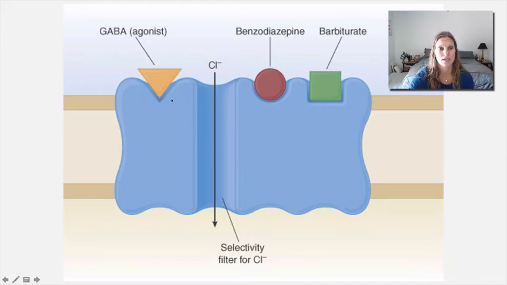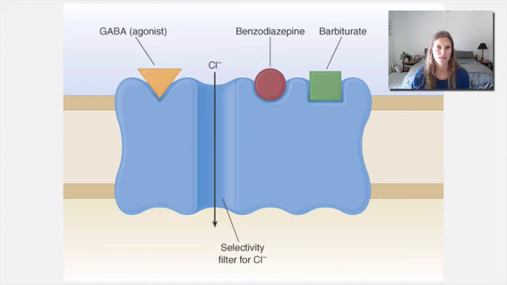binds, it causes an ion channel to open, and the channel that opens is a chloride ion channel. And so what happens is chloride, a negatively charged ion, rushes into the cell, making the inside of the cell more negative. If you remember anything about electrophysiology, this is hyperpolarizing the cell, making it harder to reach threshold. So that's how it acts as a depressant.